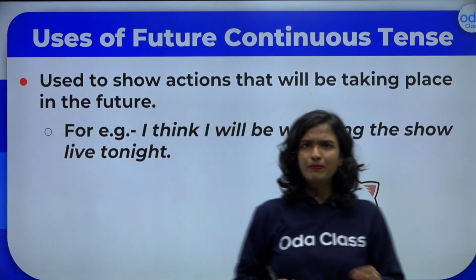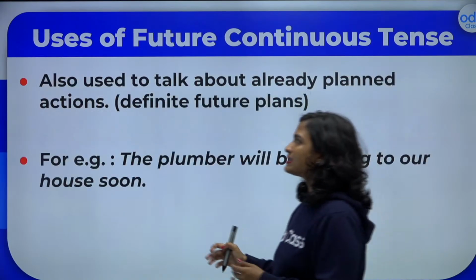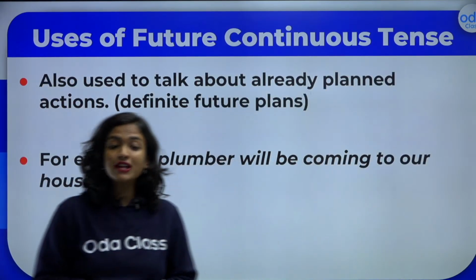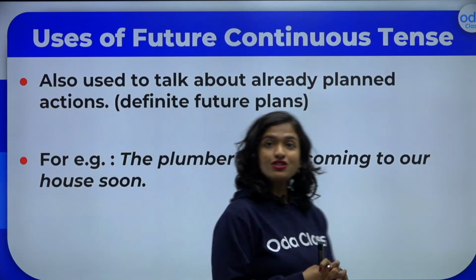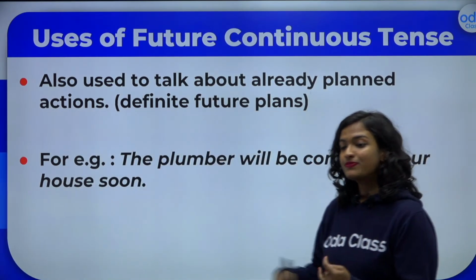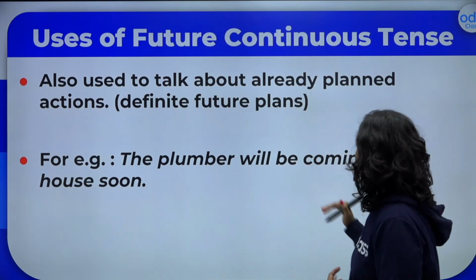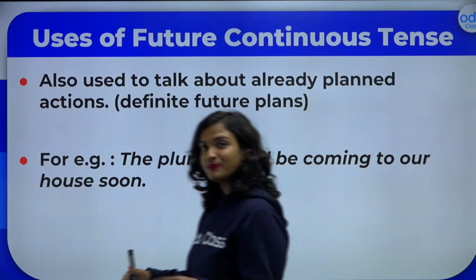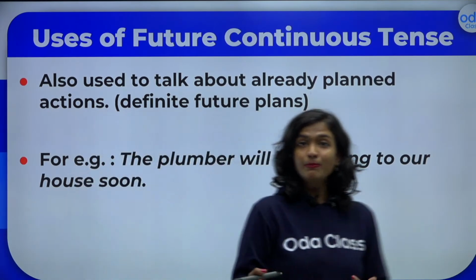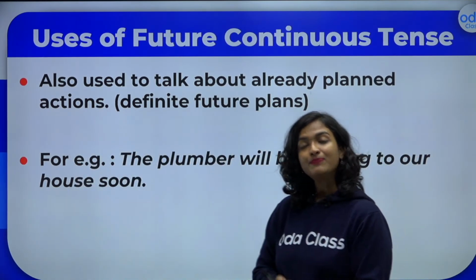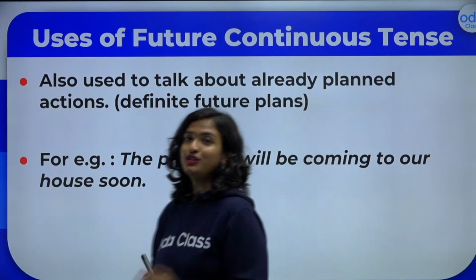Now kids, remember that we also use it to talk about things that have already been planned, okay? To talk about an event or an action that has been pre-planned. So for example, the plumber will be coming to our house soon. This has already been planned, correct? The plumber's visit has already been planned. That's why I use the future continuous tense.